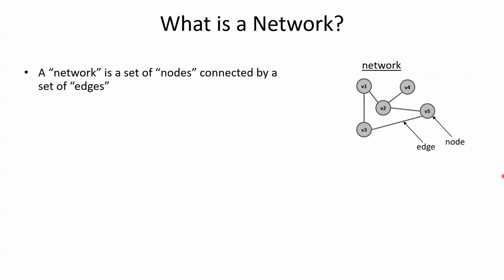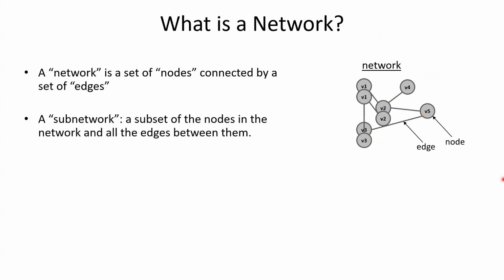Those are these lines. A subnetwork is a subset of the full network. It is a subset of the nodes in this full network and all the edges between them. So here you can see nodes 1, 2, and 3, and the edges between them form this subnetwork, which is a portion of this full network.